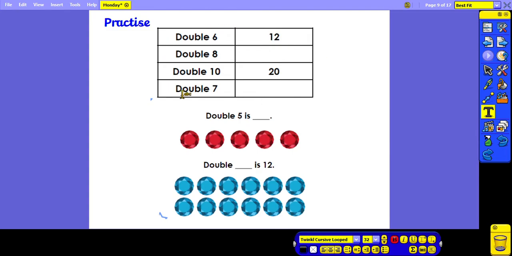Now here we've got a couple of practice questions. So you need to double these numbers here and write your answers in this column. And then here, complete these sentences using the pictures to help you.